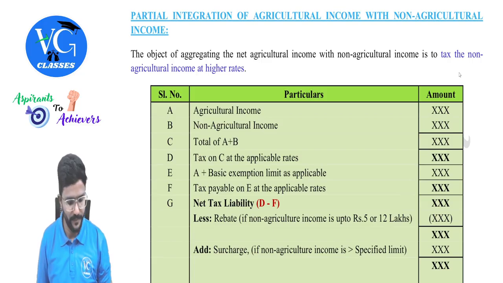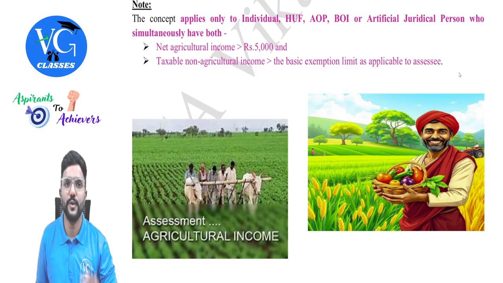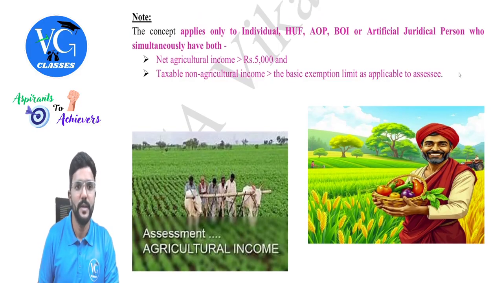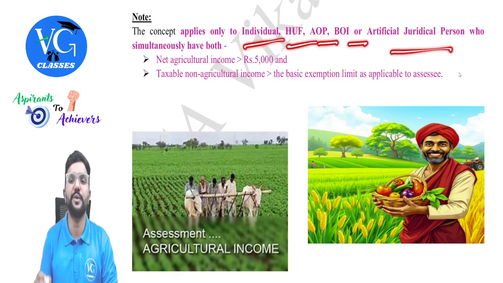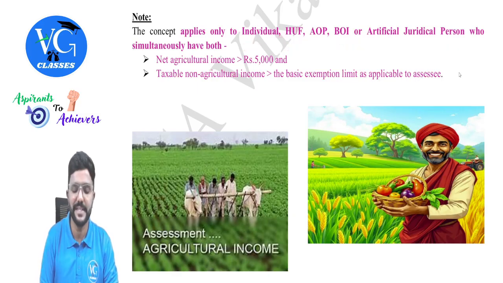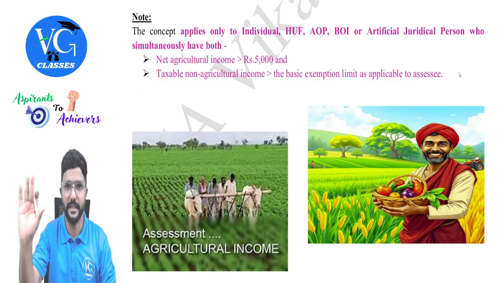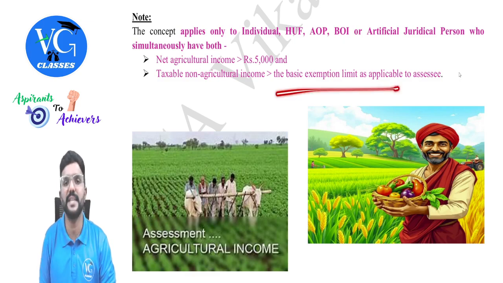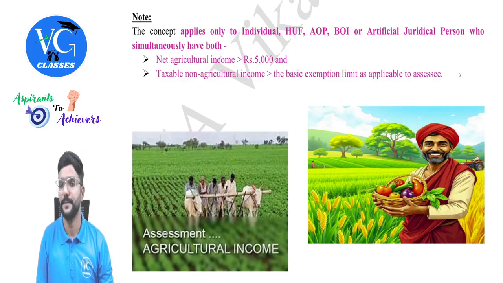How is it, we are seeing now. First of all, when is it applicable? Should I check this always? No, no. Only for slab rate assessees. I have given it here. Note: the concept applies only to individual, HUF, AOP, BOI, and artificial juridical person who simultaneously have agriculture income more than 5,000 and non-agriculture income, or we also call it business income or total income, which is more than the basic exemption limit as per the respective scheme followed by the assessee, guys.